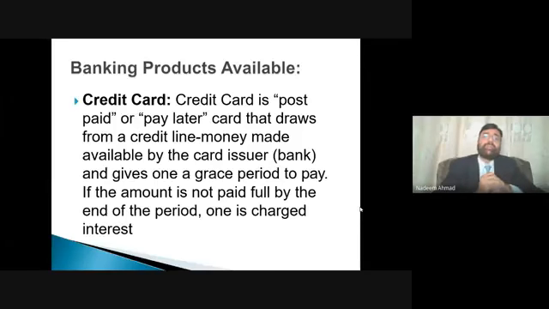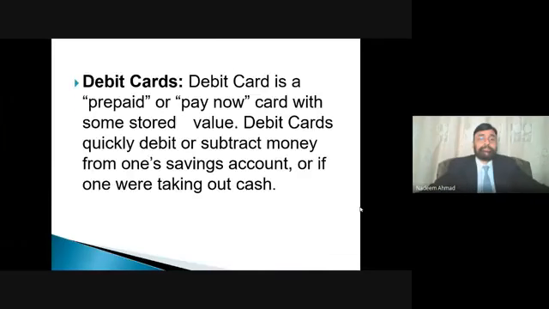The credit card is a postpaid or pay later card that draws from the credit line money made available by the card issuer, which is the bank, and gives one a grace period to pay. If the amount is not paid in full by the end of the period, one is charged interest. I think 55 days are there. So if you are unable to pay the amount within the specific time period, which is 55 days, the bank would charge interest on it, as a penalty.